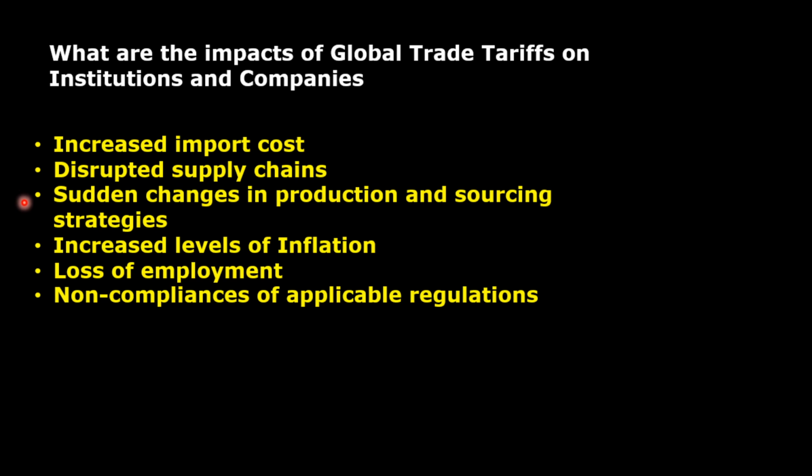Another negative impact of global trade tariffs is sudden changes in production and sourcing strategies, because due to the increase in import costs and disrupted supply chains, the management makes decisions for alternative production and sourcing strategies, because ultimately the organization has to produce the goods or provide the services to maintain sales revenues and profitability. So the production and sourcing strategies will be changed, and it will take a few months or even years to settle down after they are changed.